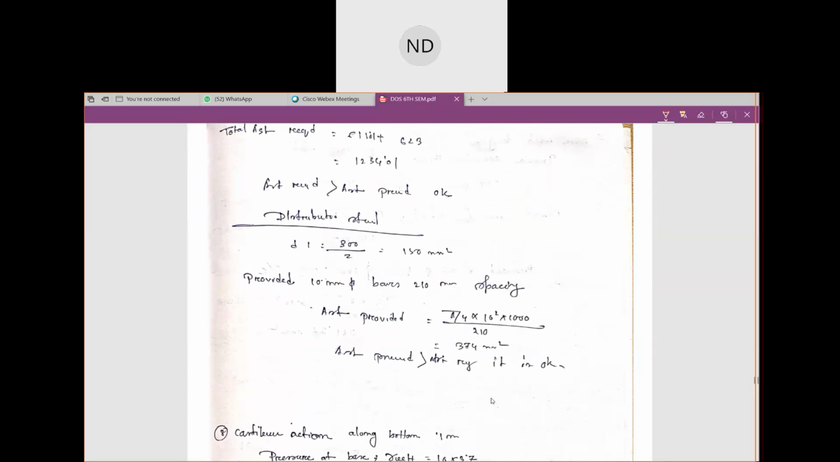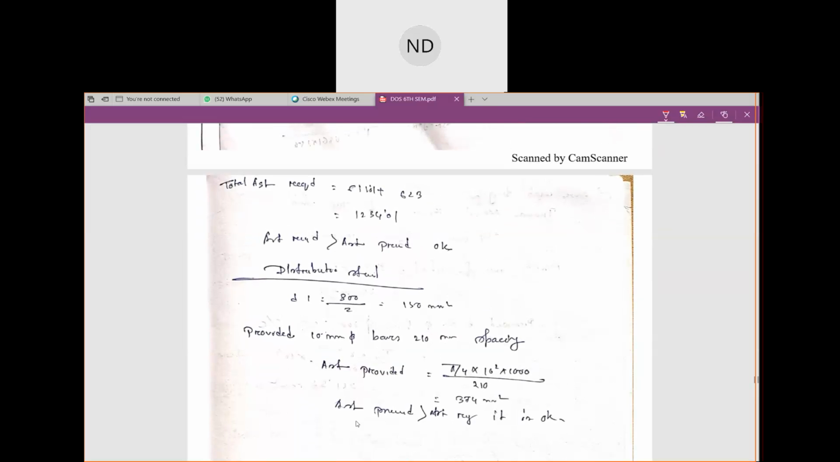For the shorter span at the center, we know the moment, 9 kilonewton meter, and the tension T. We have area of steel for moment and area of steel for tension. Total area of steel required is this plus this. Area of steel provided is greater than required. Again similarly distribution bars are checked, then we'll go for cantilever action. Area of steel provided is greater.